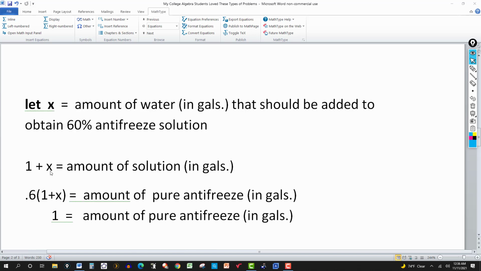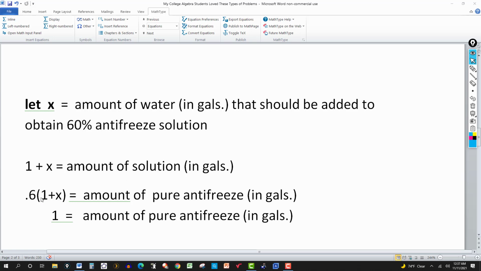So I'm going to add the water to the pure antifreeze that I have. So 1 plus x is equal to the amount of solution. I started with x equal to the amount of water that should be added to obtain 60% antifreeze solution. So to the 1 gallon, I'm going to add x gallons of water. So 1 plus x is equal to the amount of solution in gallons.